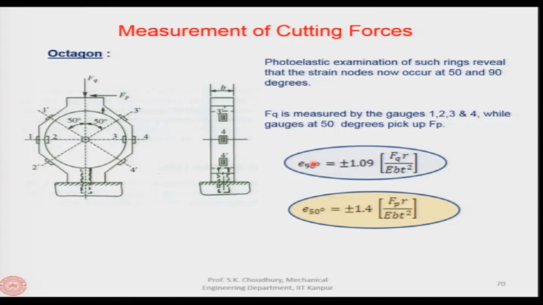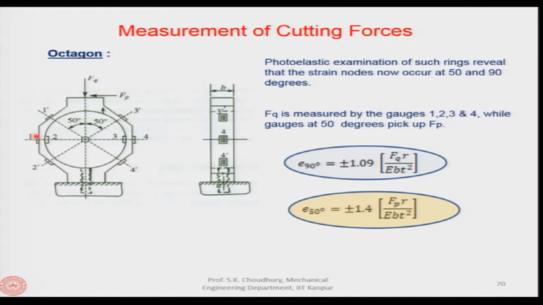Now, at 90 degrees the magnitude of the strain will be plus minus 1.09 Fqr divided by EBT square. So, this remains the same as in the case of the ring type dynamometer or ring type structures, whereas at 50 degrees from the vertical axis, at these nodes the strain will be plus minus 1.4 Fpr divided by EBT square. These are the sensors which will sense the force Fp.